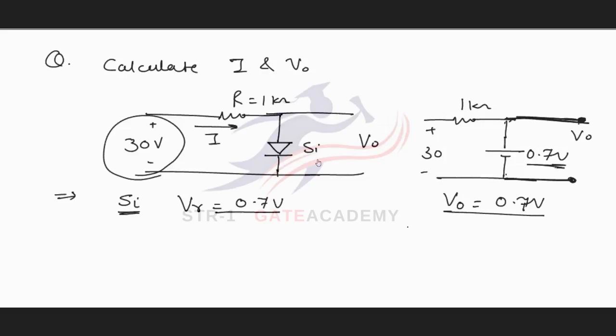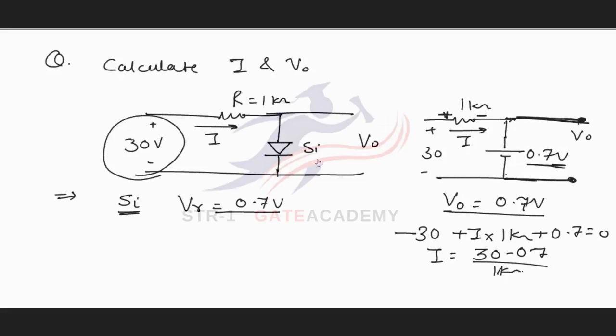Also, current I can be calculated. This will be the current I through this resistance, and this will be the voltage drop across it. Applying KVL: minus 30 plus I into 1 kilo ohm plus 0.7 volt equal to 0. From this KVL equation, I equals 30 minus 0.7 divided by 1 kilo ohm, equal to 29.3 milliamperes. This will be the current through the diode, and this is the voltage across the diode.